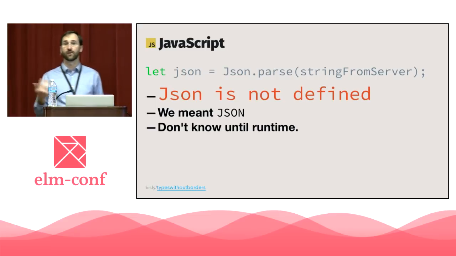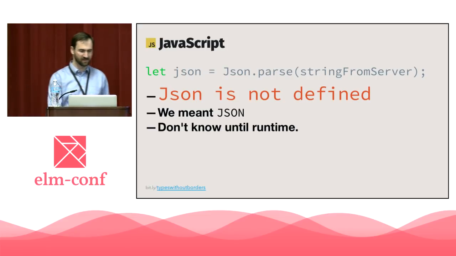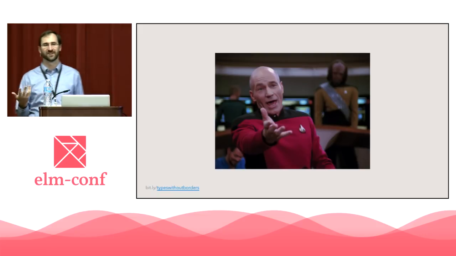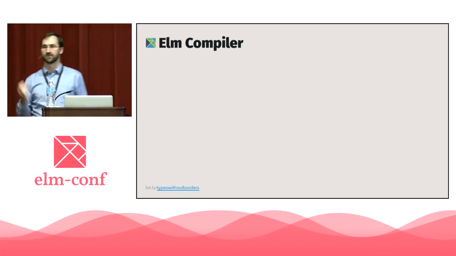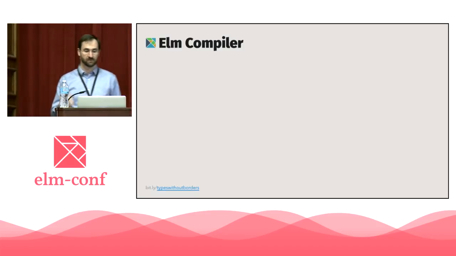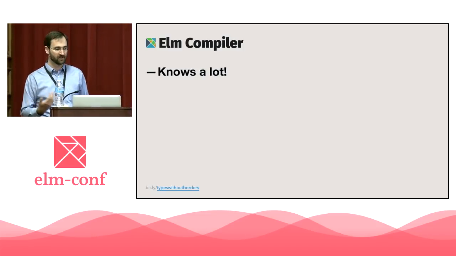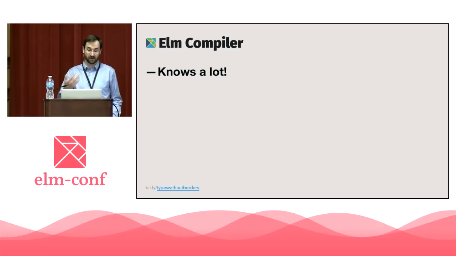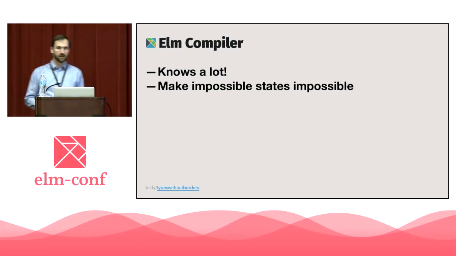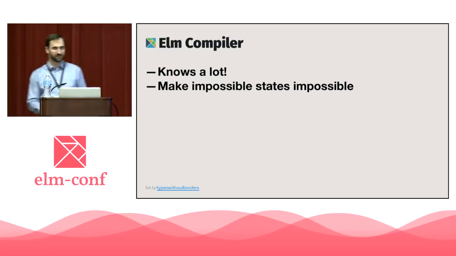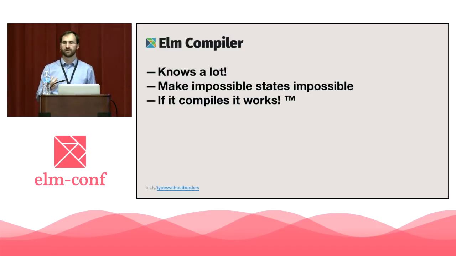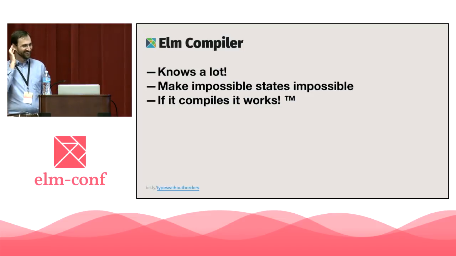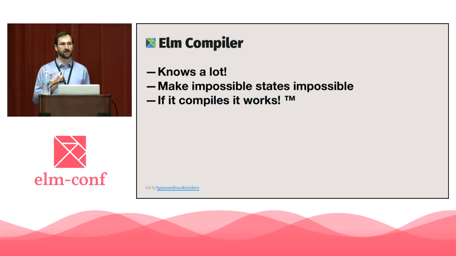But we didn't know that until runtime. And I mean, come on, we have to run our app to know things? We can do better than that, right? Well, the Elm Compiler is one tool that really helps us know a lot of things about our code. It's pretty smart. It knows things at compile time. It helps us make impossible states impossible. And overall, we get this sense that if our code compiles, it works. That's trademarked.